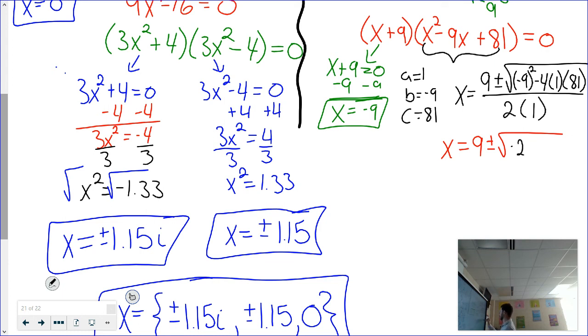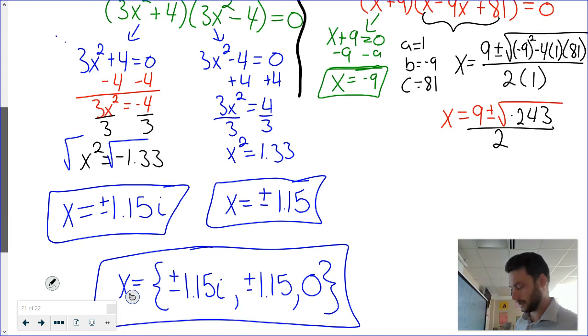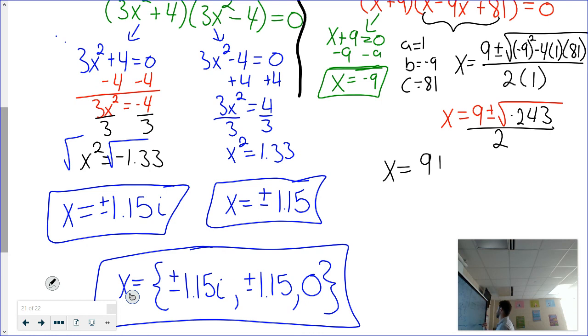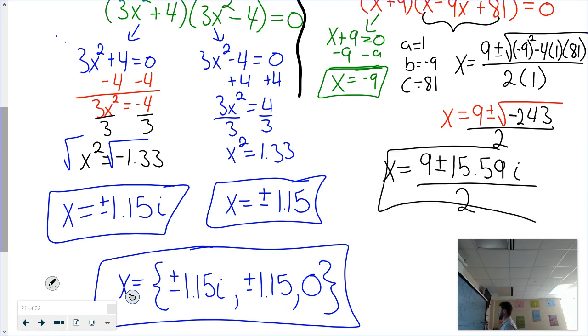Oh, no, that's fine. We expected the i. Cool. All over 2. And the nice part here is that since we have a negative square root here, we're just going to take the square root of 243, and we're going to slap an i on it. So it's going to say 9 plus or minus the square root of 243, which is 15.59. We do need an i on there because this was a negative square root here, and all over 2. So this is my final answer here.